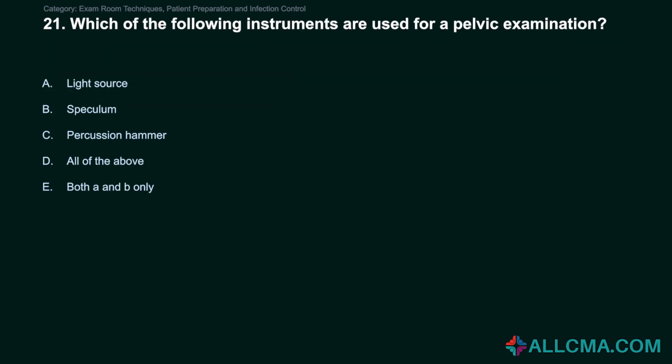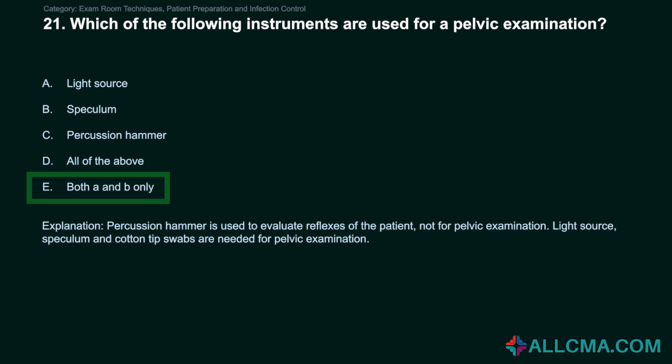21. Which of the following instruments are used for a pelvic examination? A. Light source. B. Speculum. C. Percussion hammer. D. All of the above. E. Both A and B only. Correct answer: both A and B only. Percussion hammer is used to evaluate reflexes of the patient, not for pelvic examination. Light source, speculum and cotton tip swabs are needed for pelvic examination.